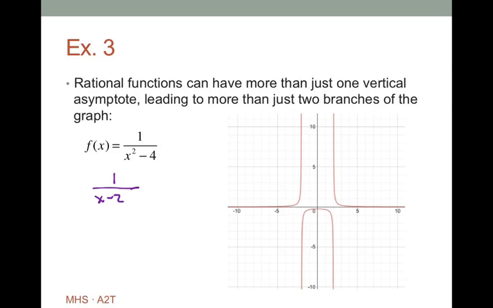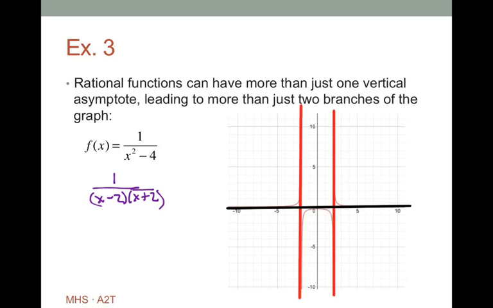Okay, here's another example. Rational functions can have more than one vertical asymptote, leading to more than two branches of the graph. Okay, so 1 over x squared minus 4, we can factor that. We get 1 over x minus 2 times x plus 2. So we know we're going to have two vertical asymptotes, one at 2 and one at negative 2. From a horizontal asymptote perspective, the denominator has a higher degree than the numerator, so we know it has a horizontal asymptote at the axis, y equals 0.